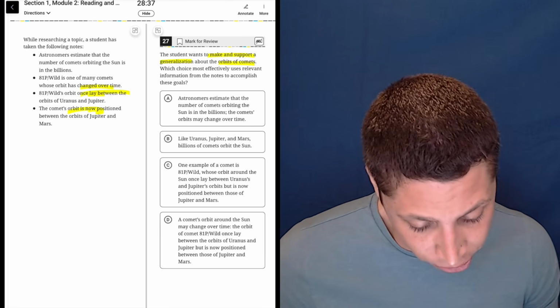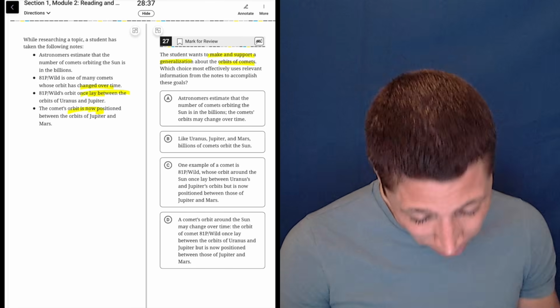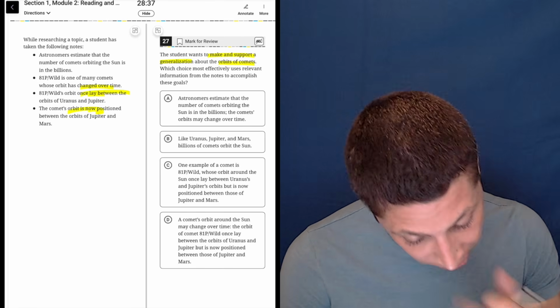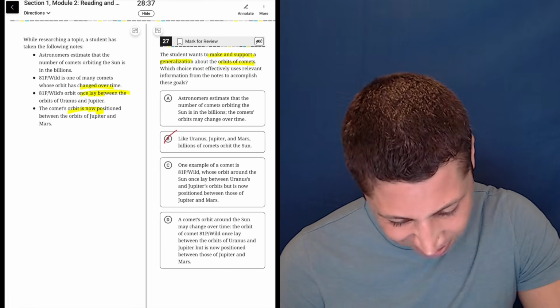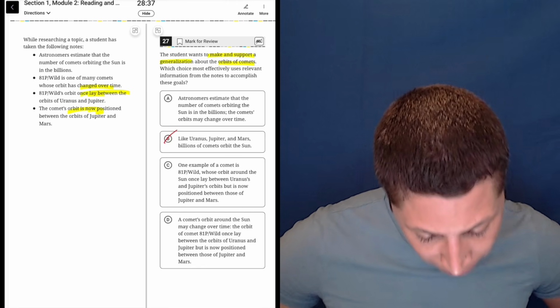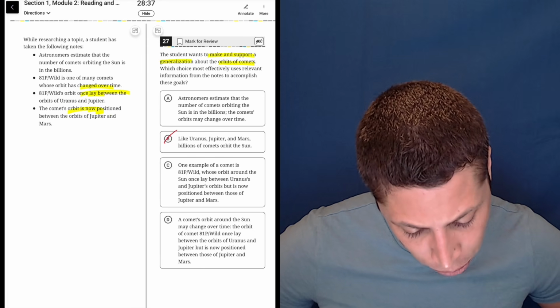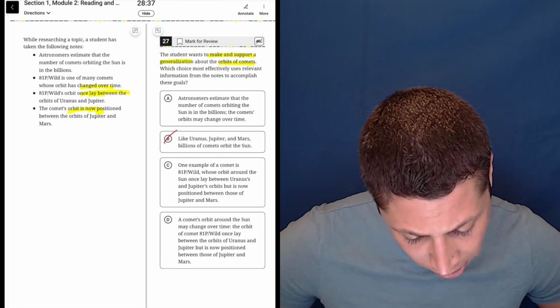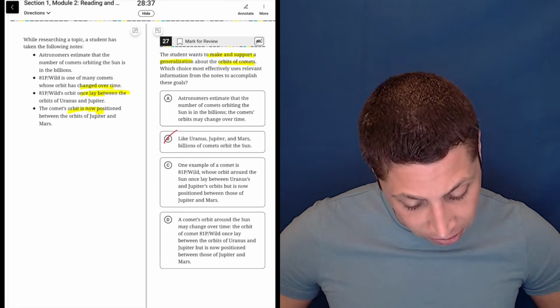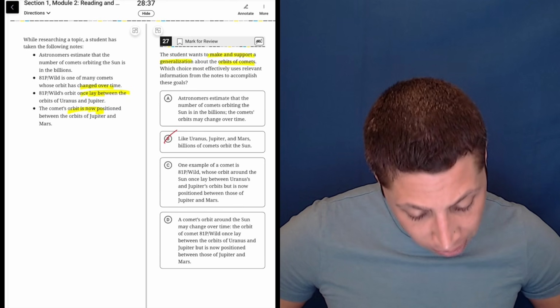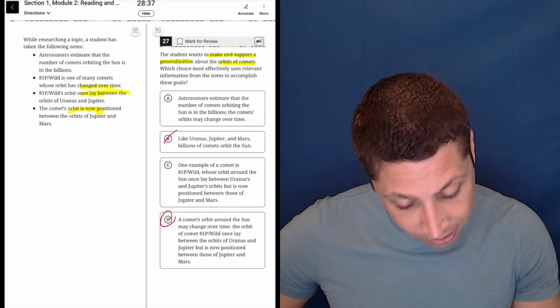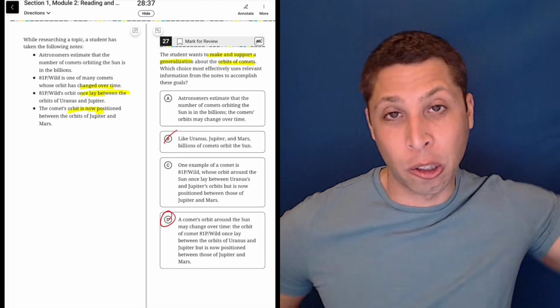Okay, maybe that sounds like a generalization. It's not being supported, I guess. Like Uranus, Jupiter, and Mars, billions of comets orbit the sun. No, that seems random. One example of a comet is this one, whose orbit around the sun once lay between Uranus's and Jupiter's orbits, but is now positioned between those of Jupiter and Mars. Maybe a comet's orbit around the sun may change over time. The orbit of this one once lay between this. Yes, that is making a statement, and it is supporting it with a specific example.